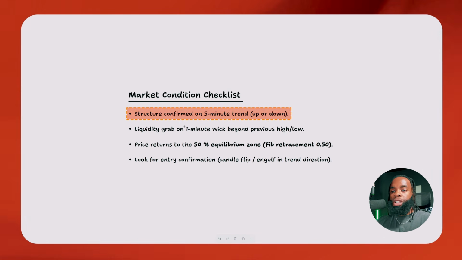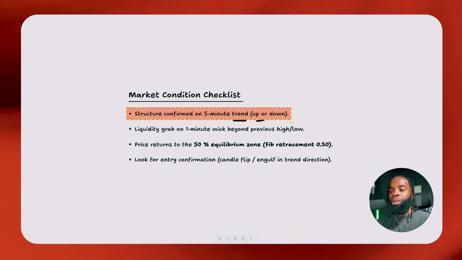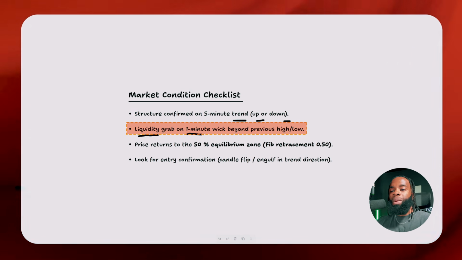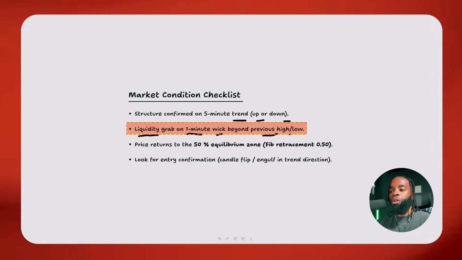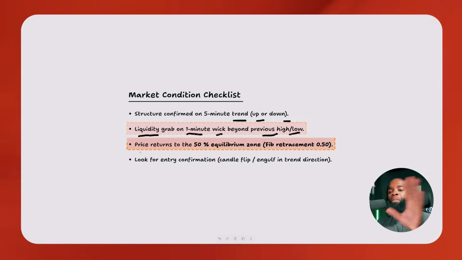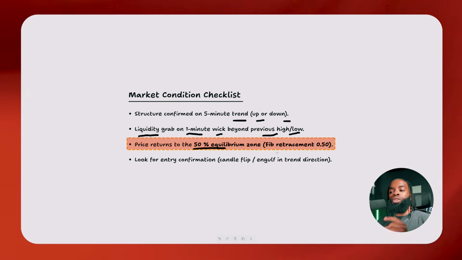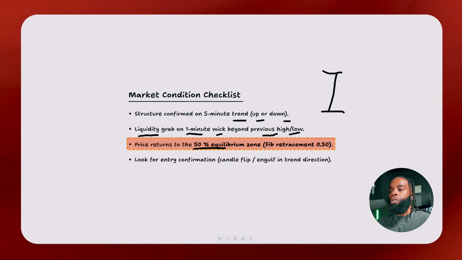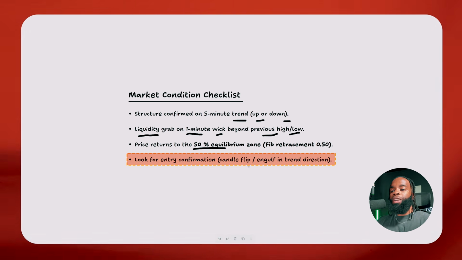So structure is going to be confirmed on a 5-minute trend, whether it's up or down. And then from there, we're going to look for a liquidity grab on a 1 minute wick or even a 2-minute wick beyond the previous lows and previous highs. And then price returns to the 50% equilibrium zone using our Fibonacci, which will be identified as the uptrend or the downtrend. And then we're going to be looking for our entries, candle flips, engulfing in the trend direction.